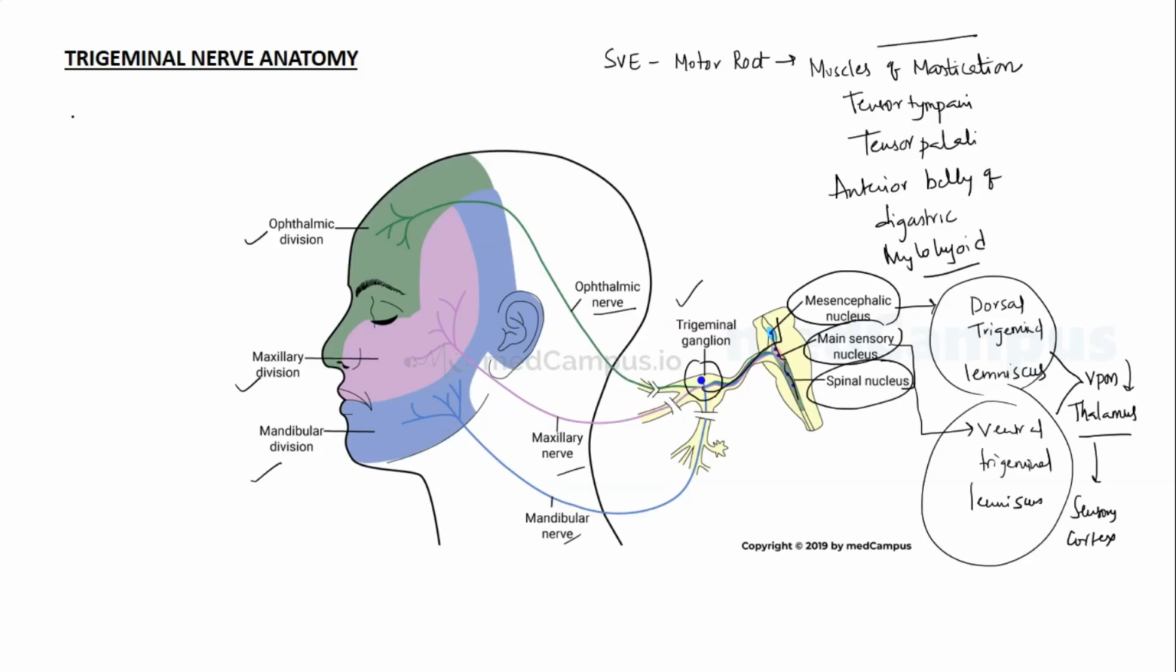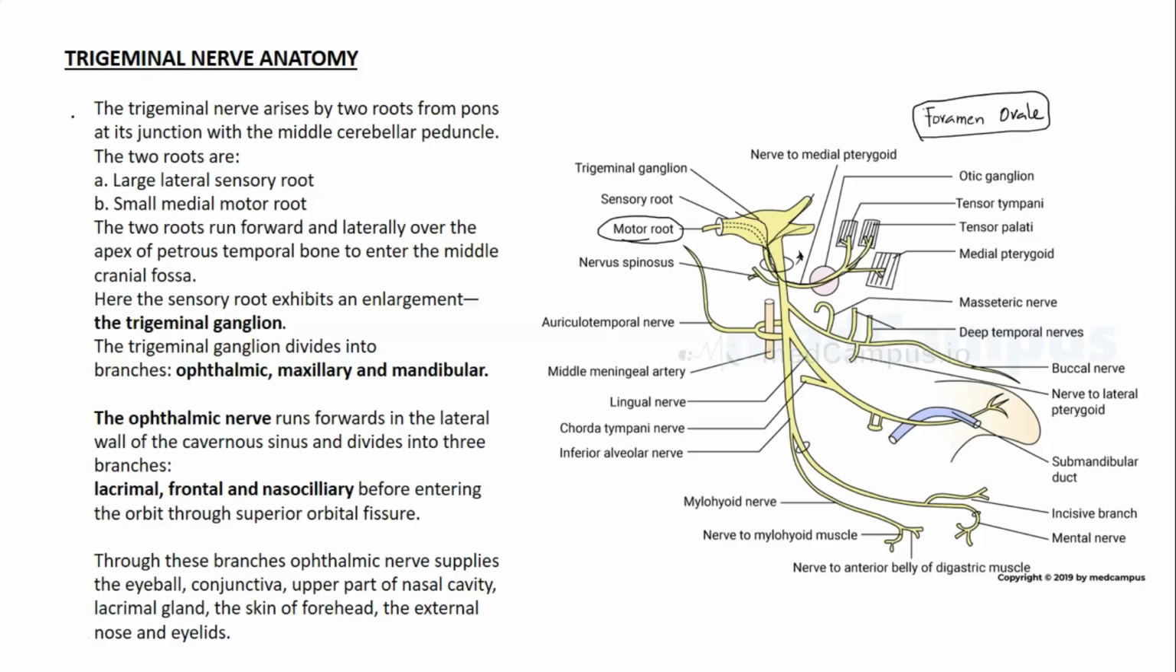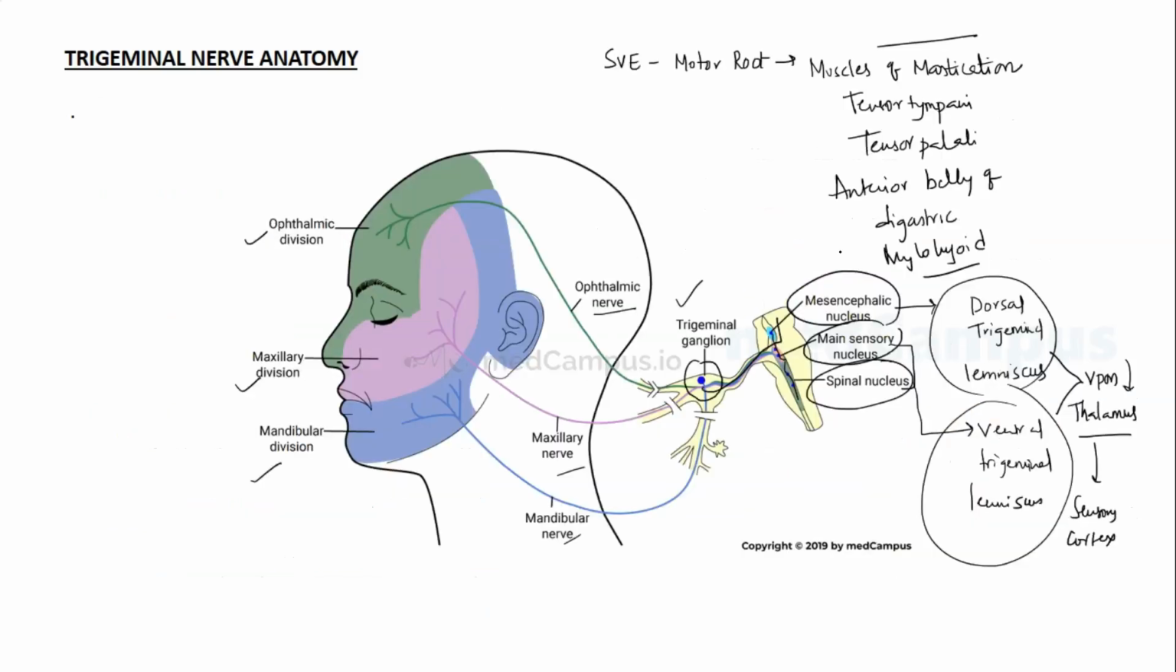So these are all the nerves. You can see here the tensor tympani, tensor palati, and it is supplying the medial pterygoid muscle and all. This is how they supply. Next, we're done with the motor part.